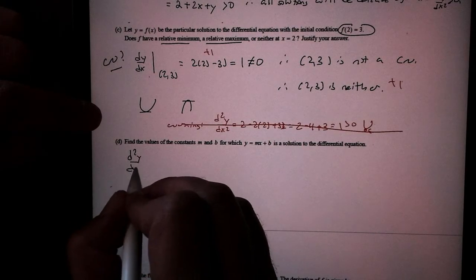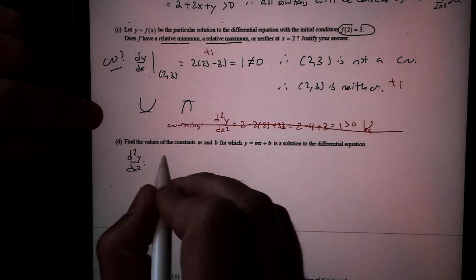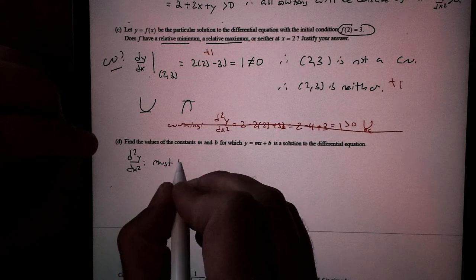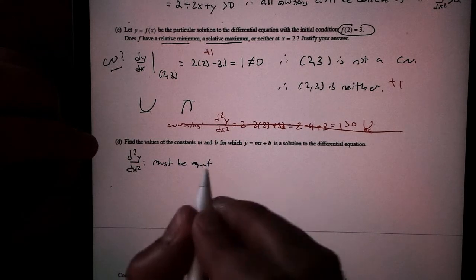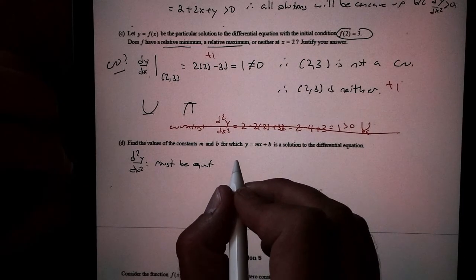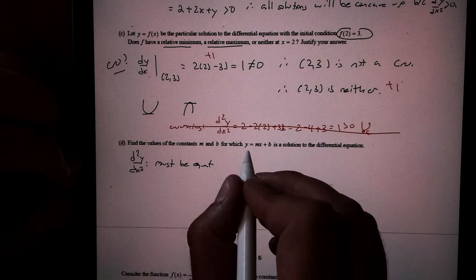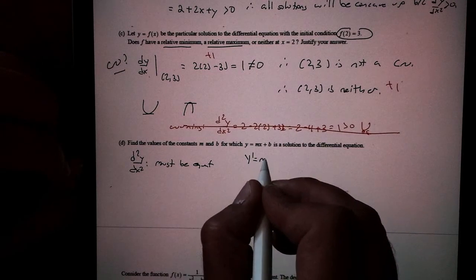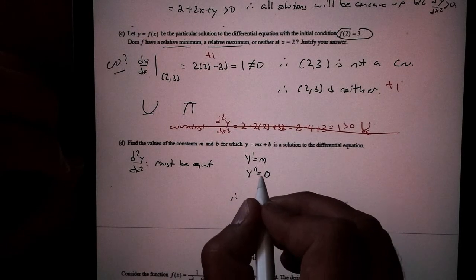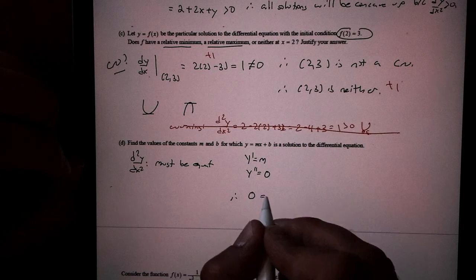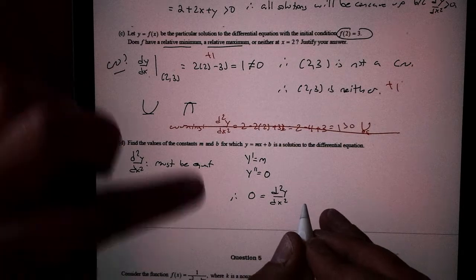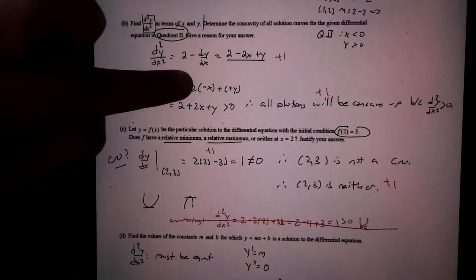If I just think in terms of the second derivative, I know that the second derivatives must be equal. So if I take the second derivative of this, which is a line, I know that the second derivative of my line is going to be 0. So y prime was m, y double prime is 0. So therefore, I know that the second derivative here is 0, but that also has to be equal to the second derivative of my function, which we got in part B.